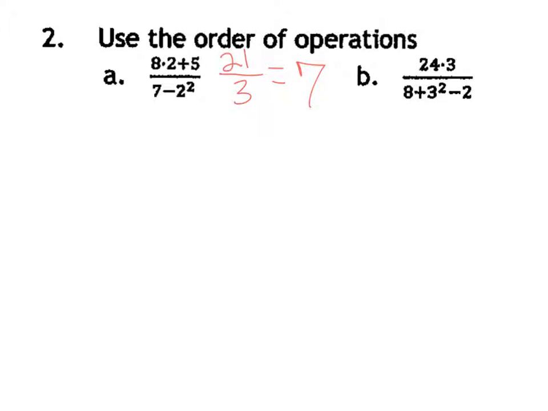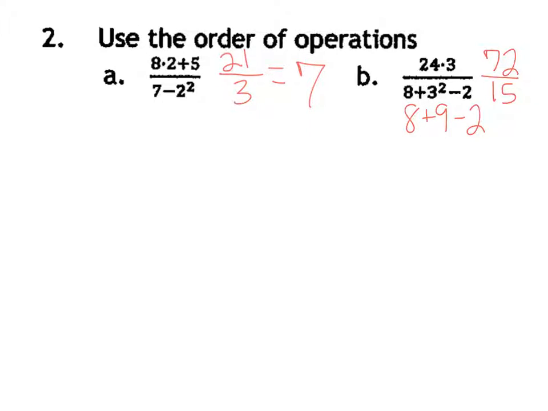All right, on B, 24 times 3 is the big one to do. Has anybody done it yet? 24 times 3. 72. All right, denominator. 8 plus 9 minus 2. Just go from left to right. 8 plus 9 minus 2. 15?